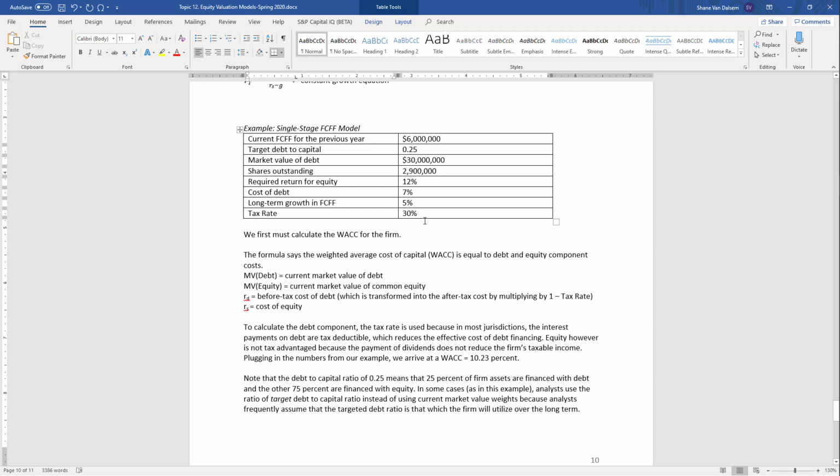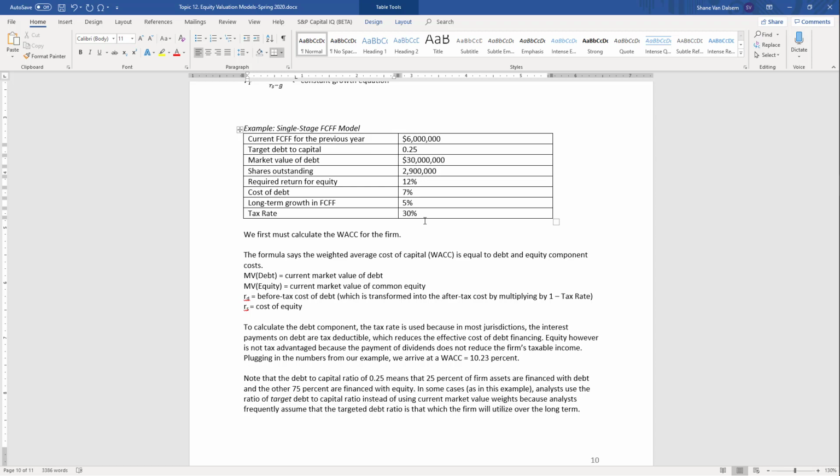To calculate the debt component, the tax rate is used because in most jurisdictions the interest payments on debt are tax deductible, which reduces the effective cost of debt financing. Equity, however, is not tax advantaged because the payment of dividends does not reduce the firm's taxable income.